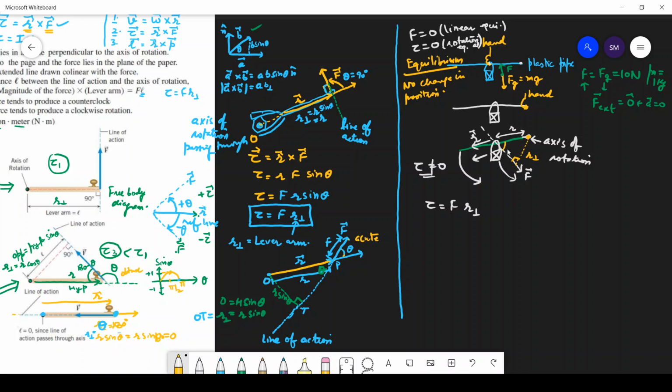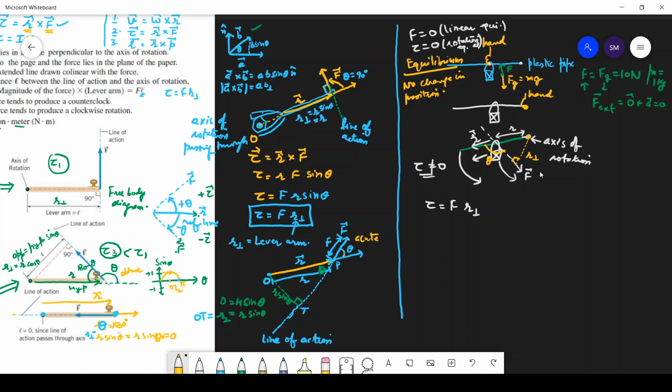Means if you are considering this as theta, then only it is R sine theta. If you are considering this as theta, then this will become your R cos theta, because this is theta, this is 180 minus theta. Okay, like we did earlier. Got it? Yes, sir. So here the theta that you take is actually this one. This is your theta. Okay.